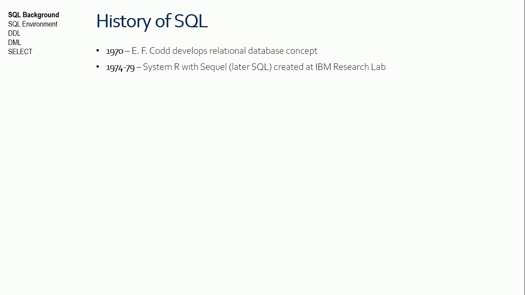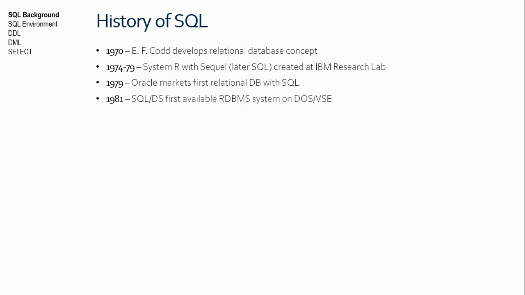From 1974 to 79, System R, which used SQL, which was later called SQL, was developed at an IBM Research Lab. R is still used today for statistical analysis. You'll hear about R in probably other classes, maybe if you learn a little bit about data science or something like that. In 1979, Oracle marketed the first relational database with SQL, right? So 1970, E.F. Codd develops the concept. In 1979, Oracle makes it a reality. And to this day, Oracle is probably one of the largest relational database companies. They have probably one of the most common relational database management systems on the planet with their Oracle platform. And we use SQL to interact with Oracle.